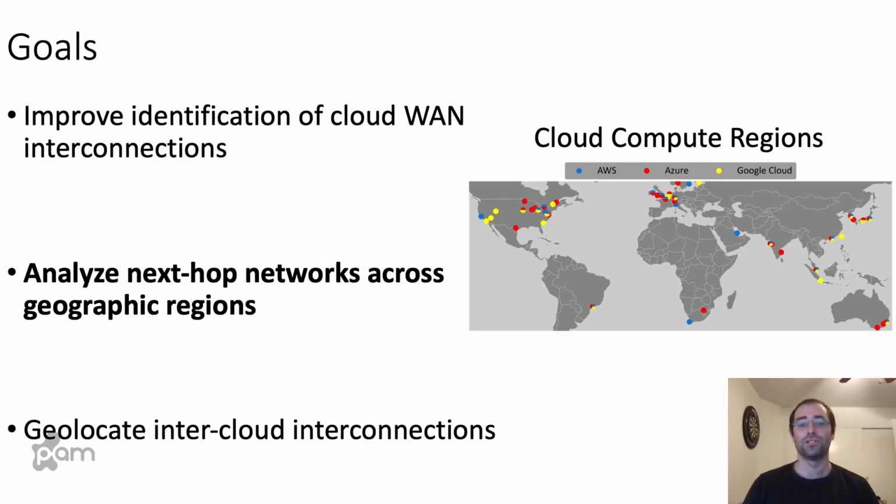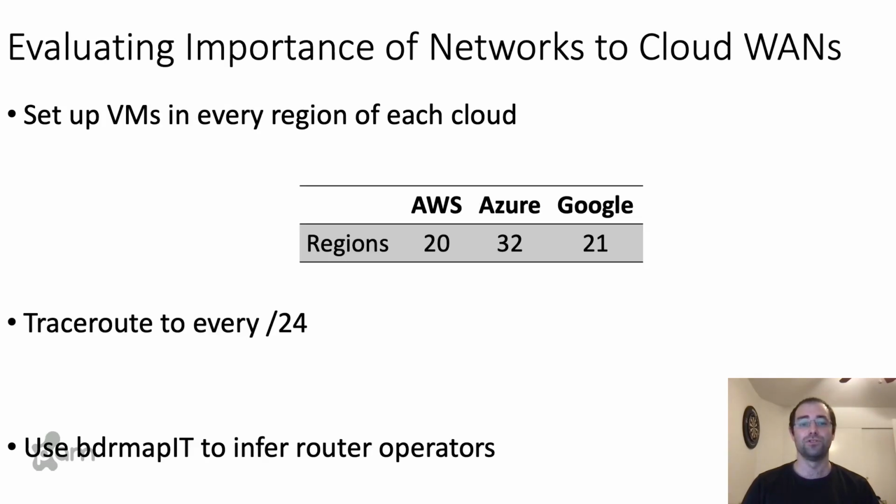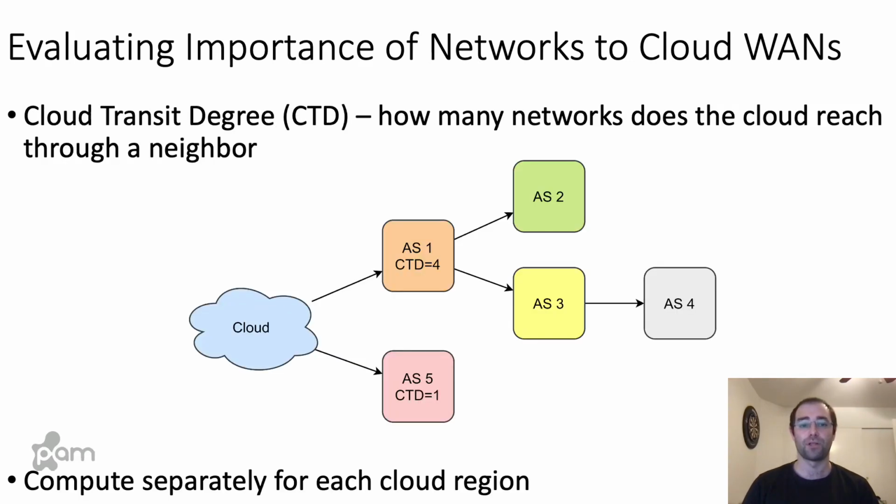And the second goal was to see how cloud reliance on Tier 1 and Tier 2 networks changed depending on the source region. And this is especially interesting for Azure and Google Cloud, who use cold potato routing, where they try to hand off packets as close to the destination as possible. To do this, we set up virtual machines in every region of AWS, Azure, and Google Cloud, and each virtual machine conducted a traceroute to every /24. And then we ran bdrmapIT to infer the router operators and cloud WAN interconnections with neighboring networks.